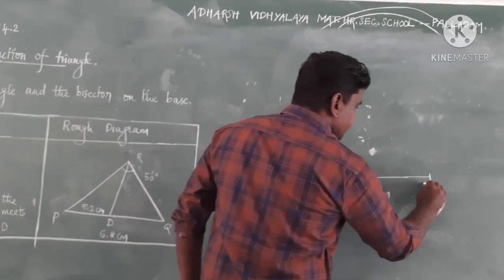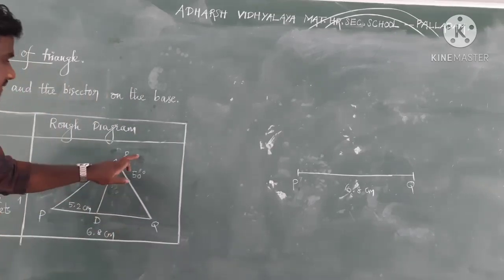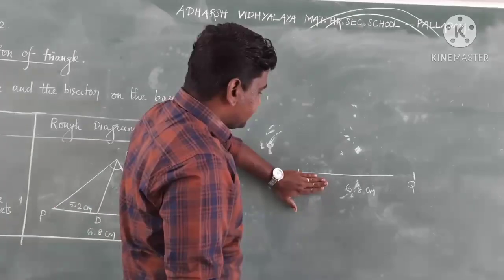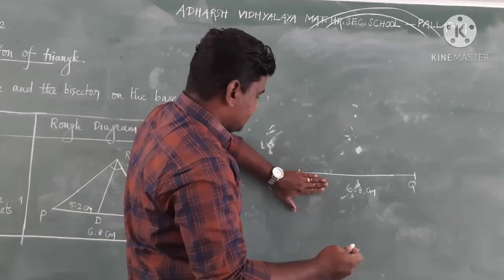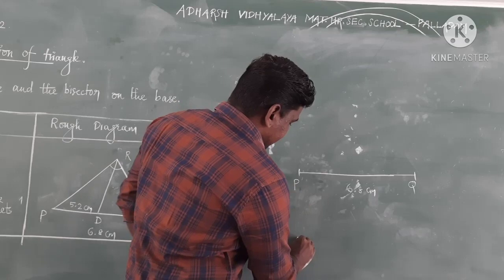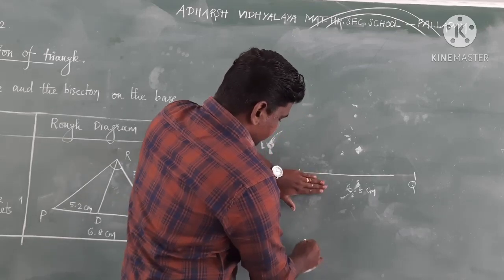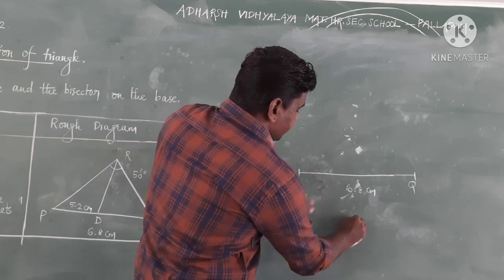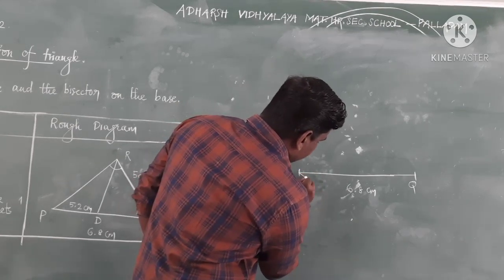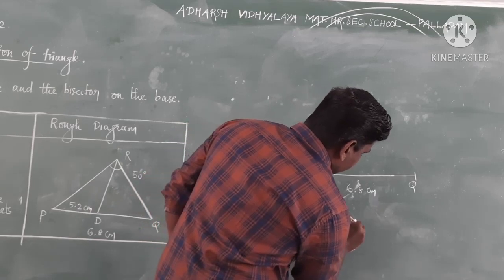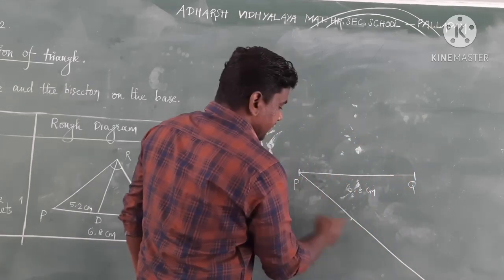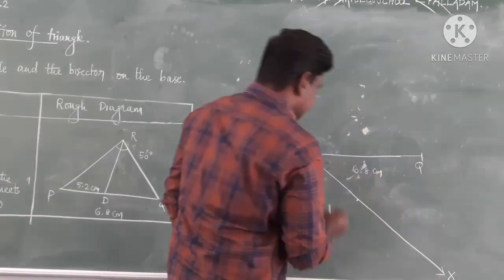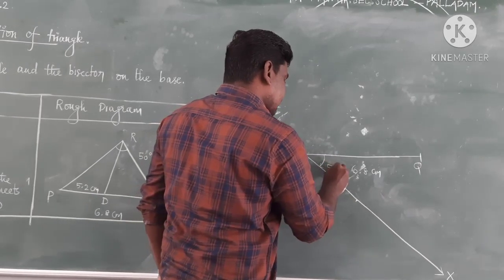PQ, 6.8 centimeter, and R is the vertical angle. You cannot measure it. That's why take this P as a center, using the protractor in inverse position, measure an angle 50 degree. This is 90. If it is 90, 80, 70, 60, 50. Okay. Draw a straight line through P and this point. So take this as PX, it is equal to 50 degree.